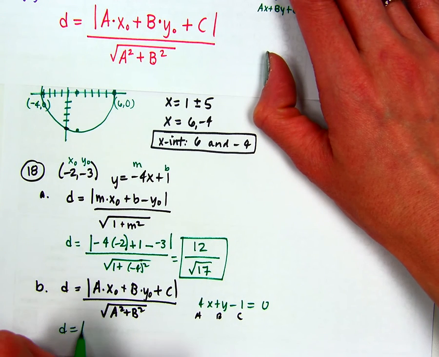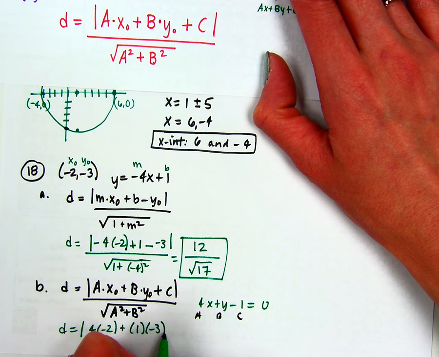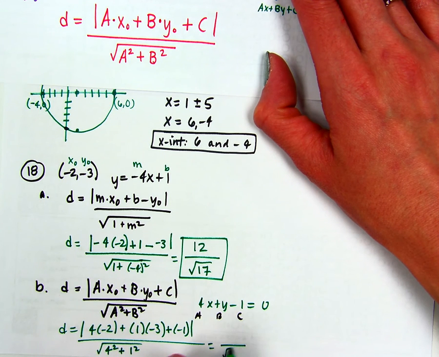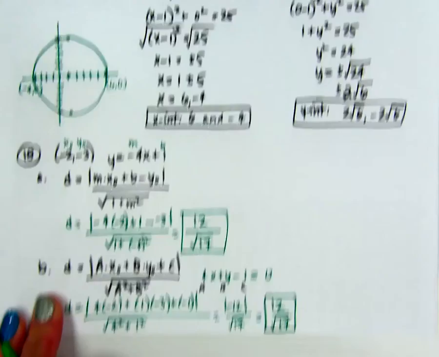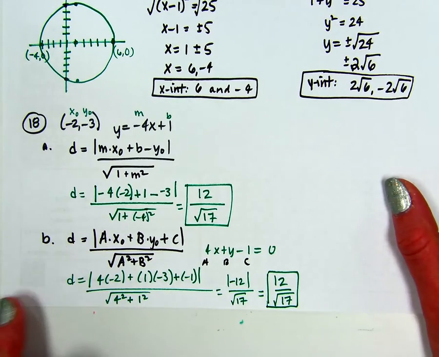So my distance is equal to the absolute value of 4 times -2 plus 1 times -3 plus -1, all over, this time I need to do a squared plus b squared, so 4 squared plus 1 squared. All right, so that's also root 17. And over here we've got -8 minus 3, that's -11, minus 1 is -12. Oh, but it's absolute value. There we go. Makes sense. All right, so 12 over root 17. So as you can see, you get the same answer no matter which equation you use.